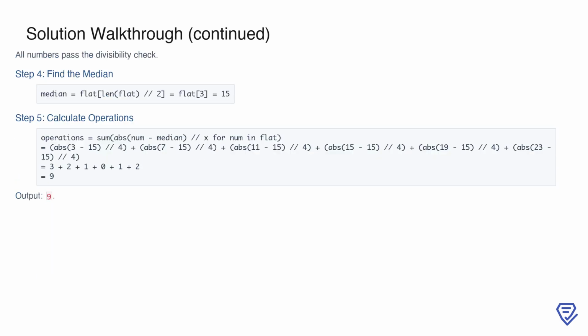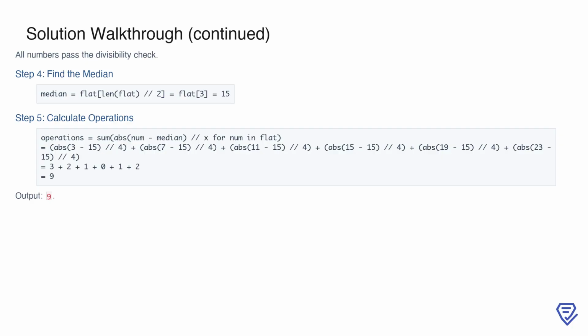With all numbers passing the divisibility check, the next step is to find the median of the flattened list. For the sorted list, 3, 7, 11, 15, 19, 23, the median is located at the middle index, which is index 3. This means the median is 15.